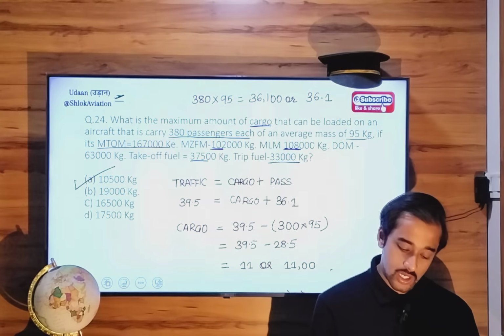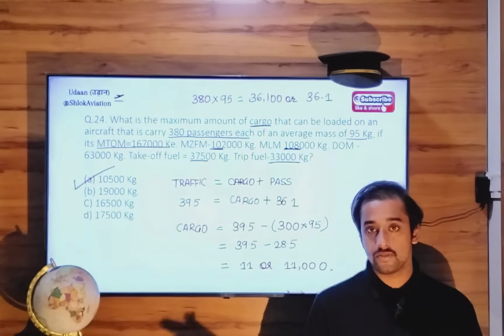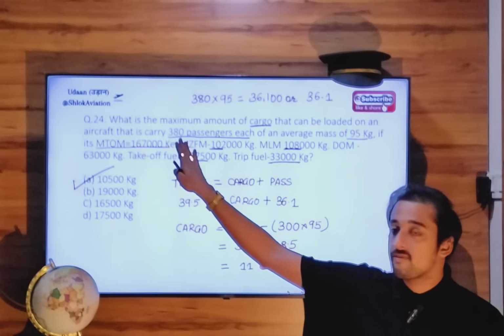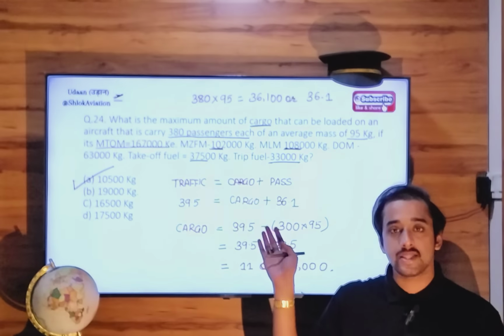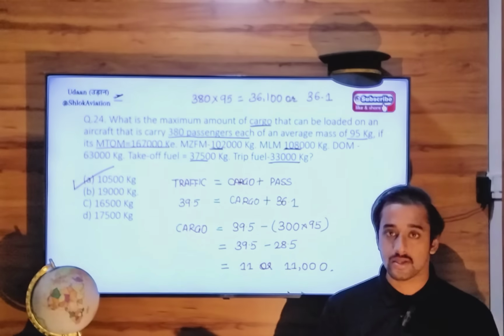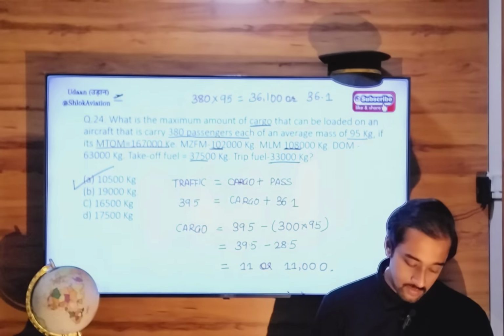Okay, the nearest option is 10,500. So select option A. Now here, with 380 passengers you will get the answer that I got previously. With 300 passengers you will get this answer. So this is how you do the sum.